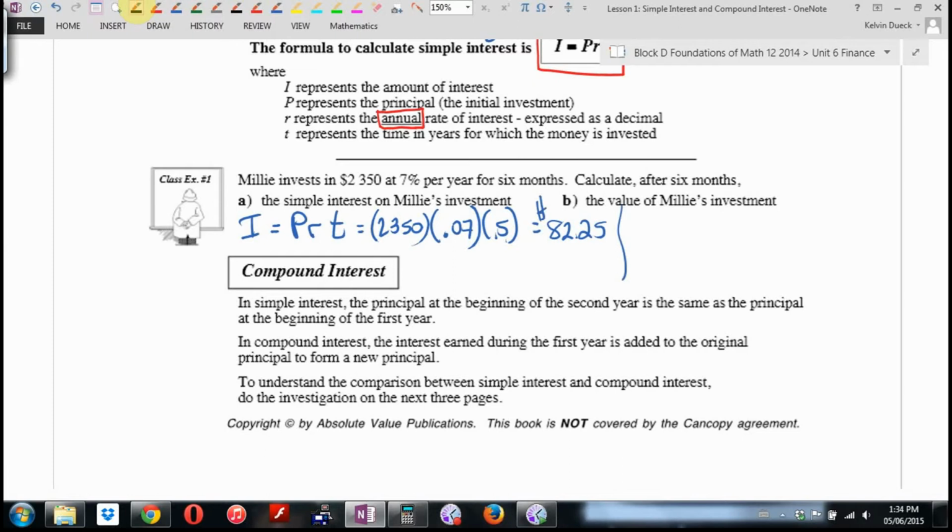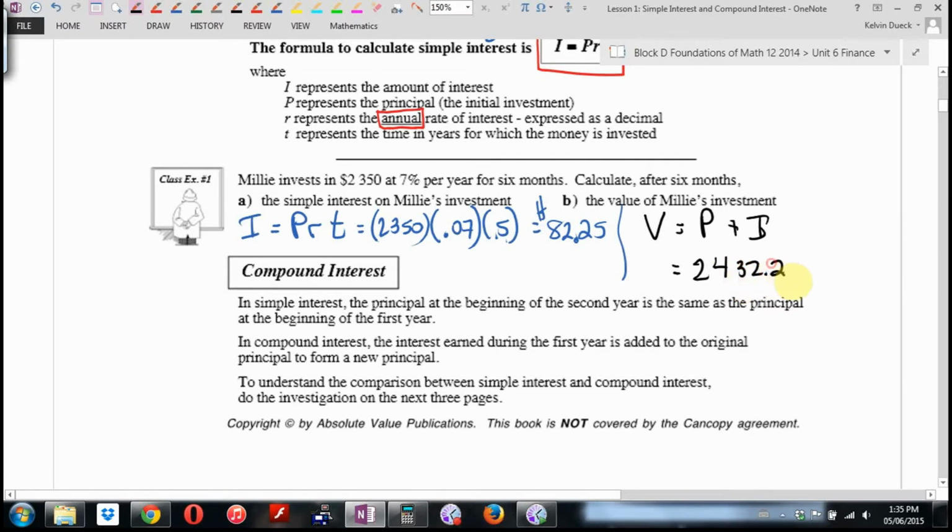B. Oscar, what's B want me to find? What'd she start with? Oscar, what'd she start with? How much did she earn? You know what? The value is going to be the principal plus the interest. That's what it's worth now. Can I do this in my head? $2,432.25. Someone double check me. Yay.